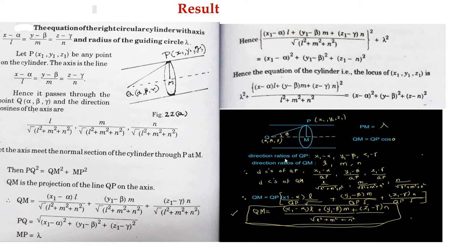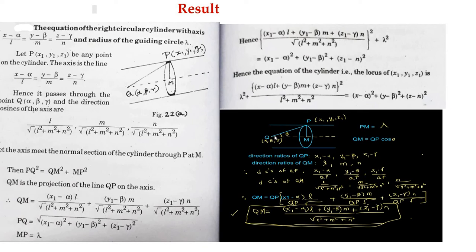For that we consider this diagram. In this right angle triangle we take the angle between QP and QM to be theta. So once we take that, our QM will be QP cos theta. Theta is the angle between these two. Now to obtain cos theta we must know the DCs of QP and QM.